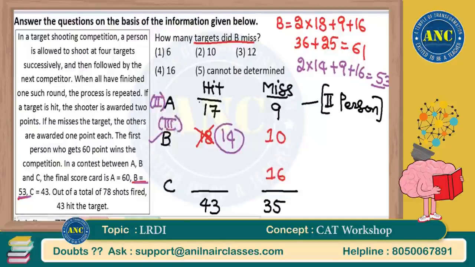The only option left is C. C is the first person. First person means this is 12. What is the score of C? 2 into 12 plus 10 plus 9.